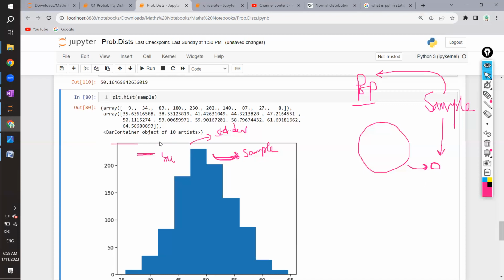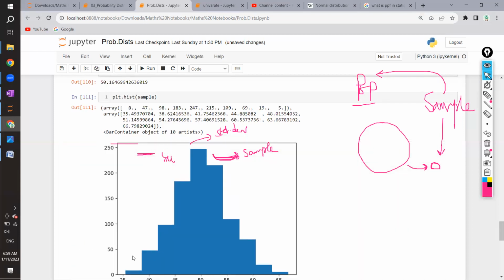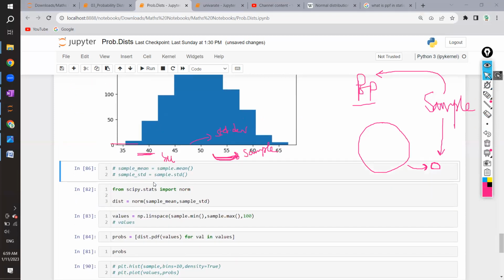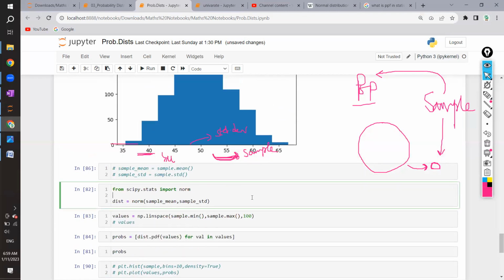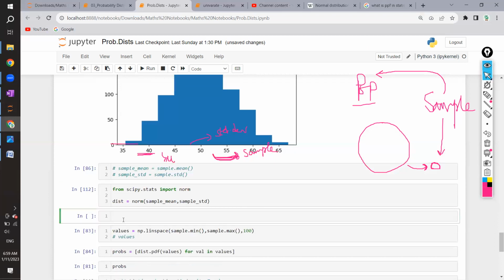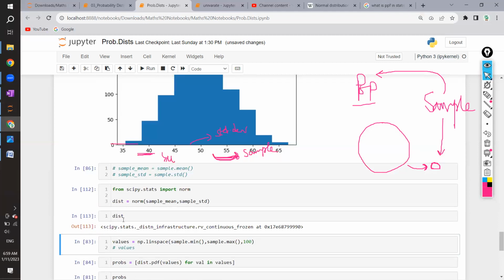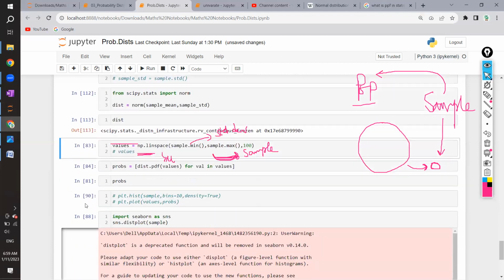Fine. So if you try to visualize the samples, it looks like a normal distribution. Agree? So with this, what you can try to do over here is, these are from scipy.stats. So you can create the distribution plot also. But I will show you the easiest way.